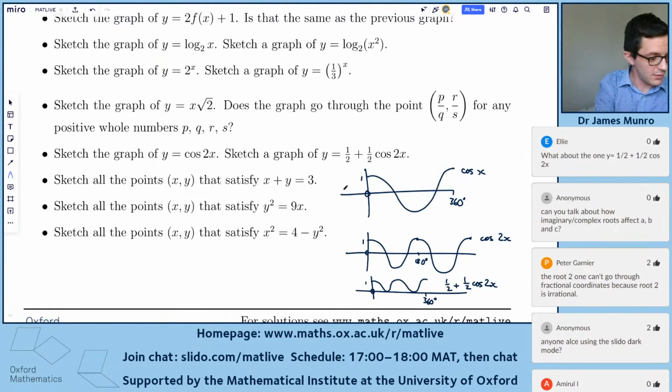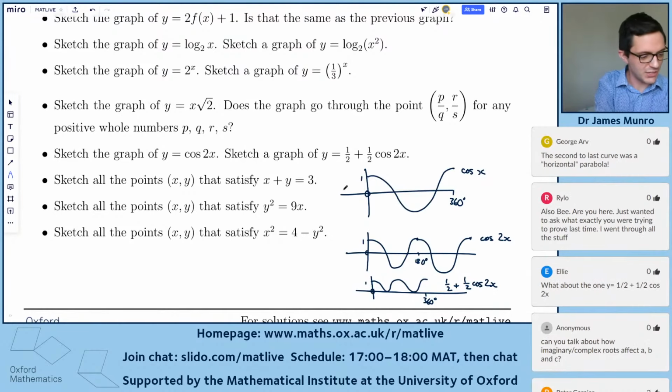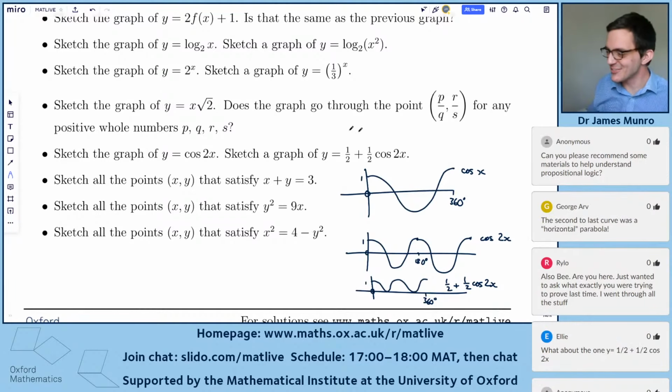Okay, what was I trying to prove last time? Loads of things. Oh no, that's Rilo asking B. Cool. Yeah, it was a sort of special parabola. Anyway. Yeah, and people, so this one is sort of a bit of an in-joke, maybe.